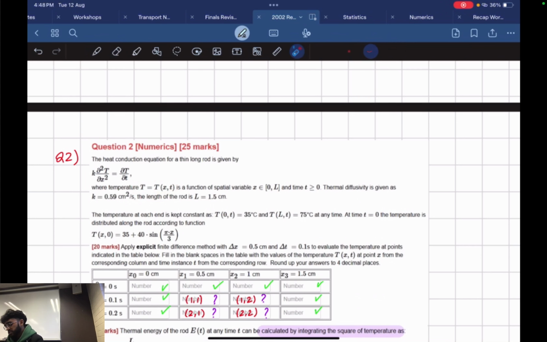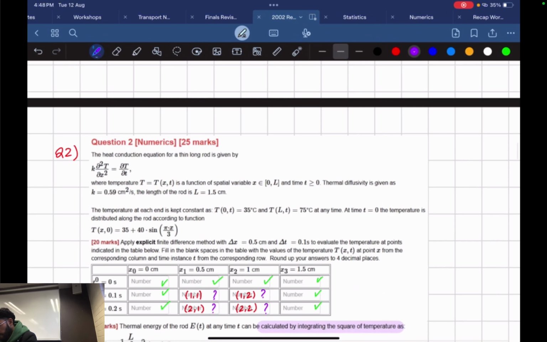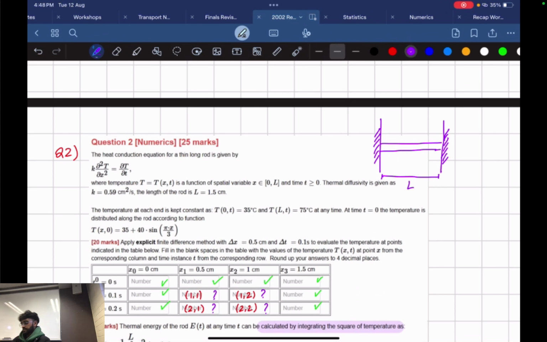So the temperature at each end, if you remember from the lectures, this is what the diagram looks like. This is what the thin rod looks like, where this is L. This is going to be one end of the rod, and this is going to be the other end of the rod.